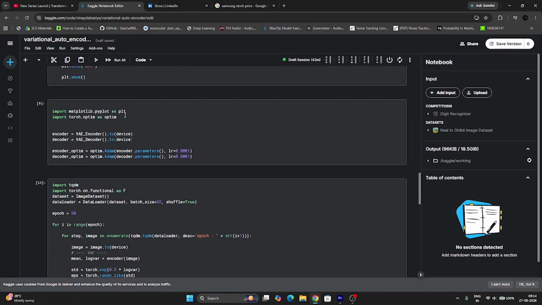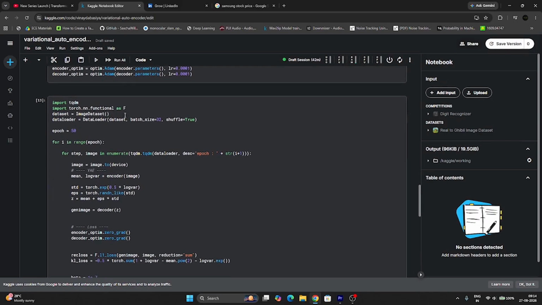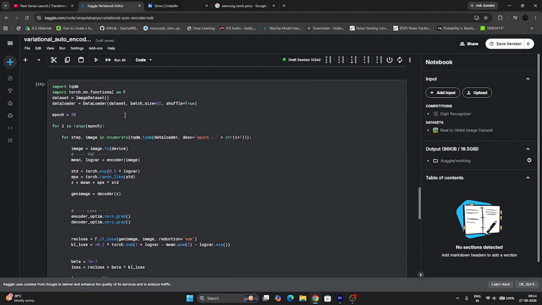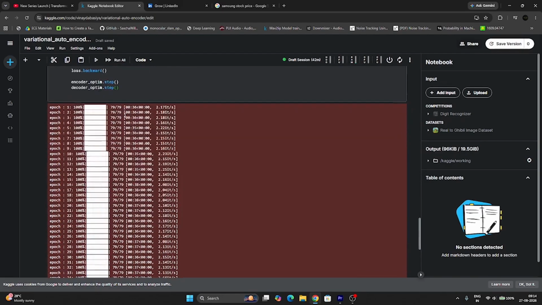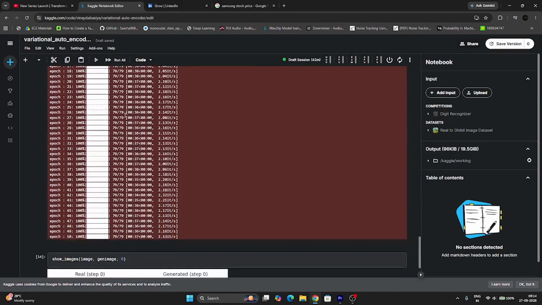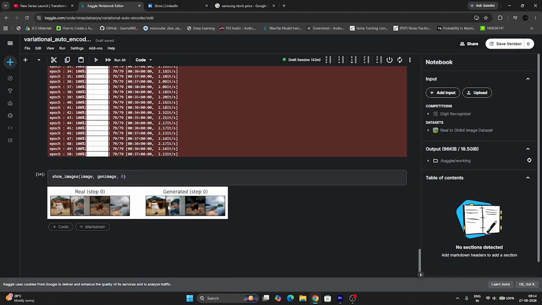I trained this VAE for 50 epochs, and the generated images are still blurry. It can be improved by increasing the dimension of the latent space and training for more epochs.